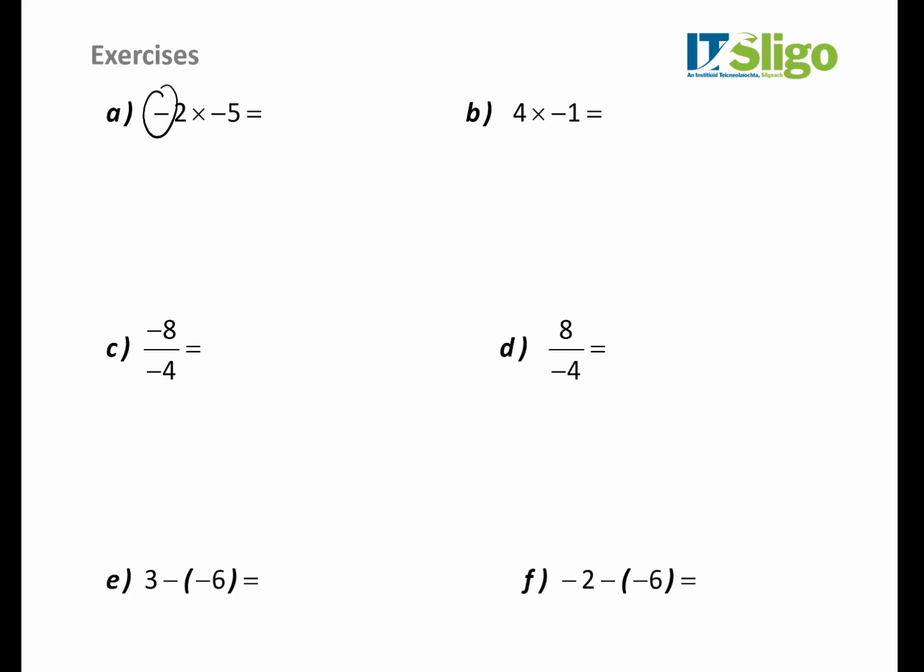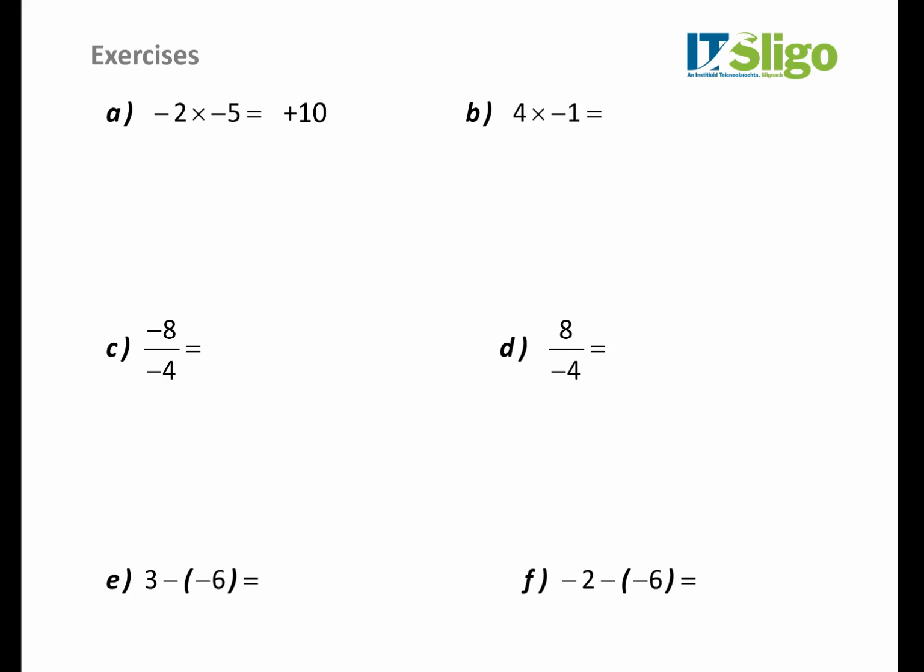First one, guys, minus by a minus. It's going to be a plus. 2 by 5 is 10. Plus 10. It's not necessary to write the plus, guys. I'm just writing it here for emphasis. So normally you just write 10. And anytime you see 10 with no sign in front of it, you know it's a plus 10.